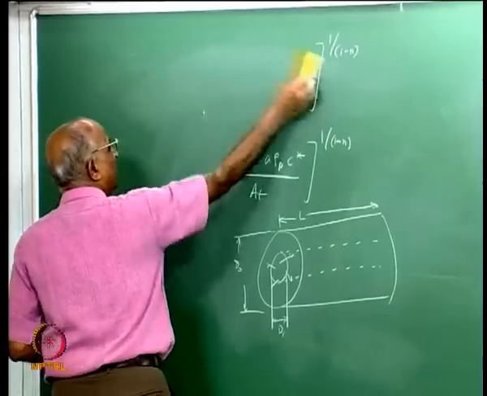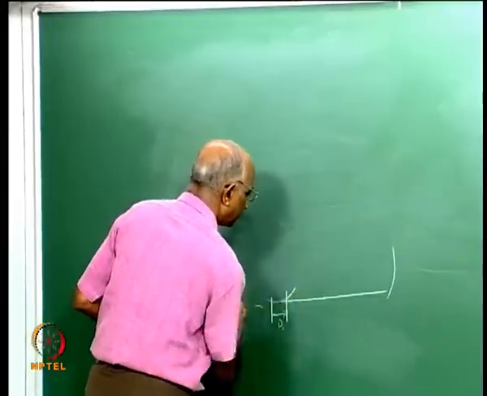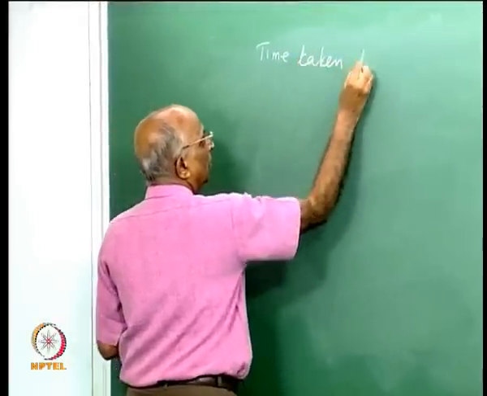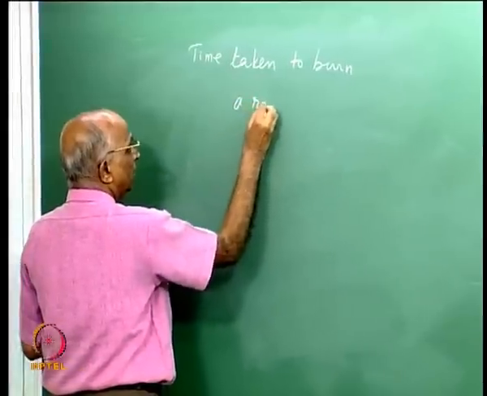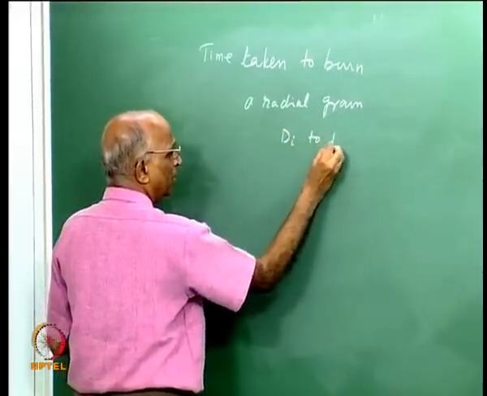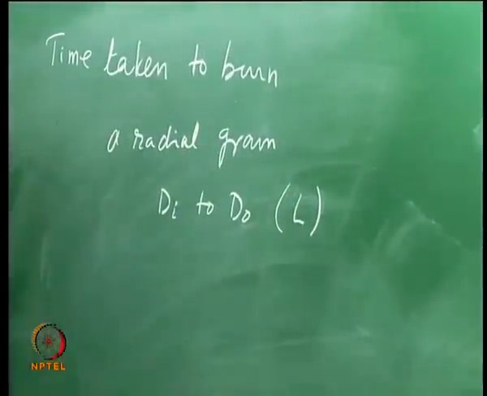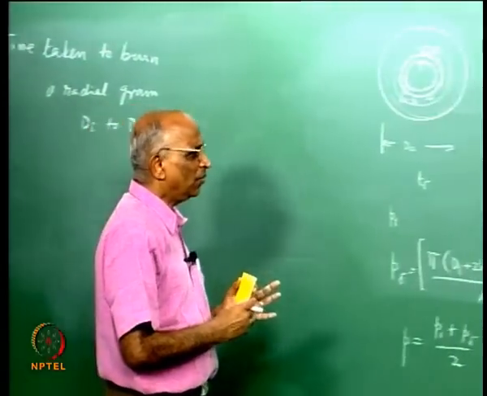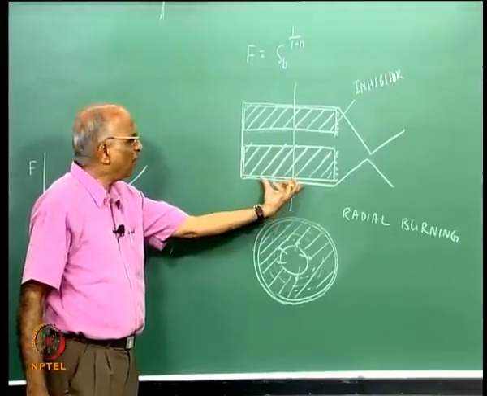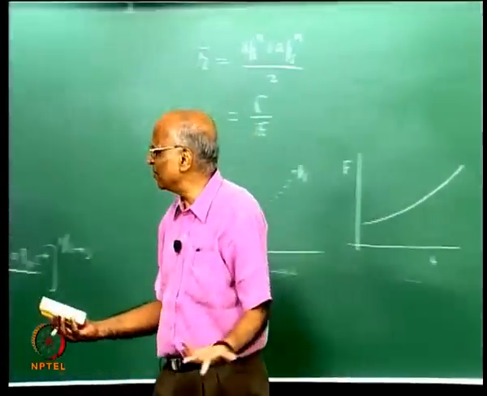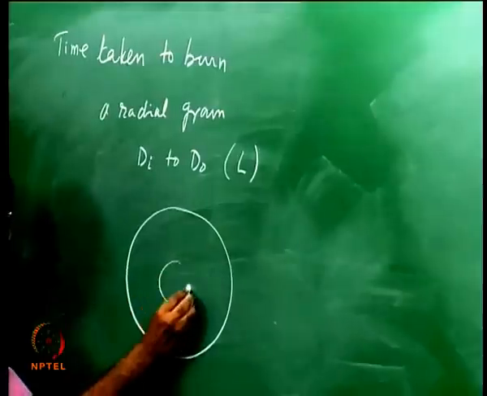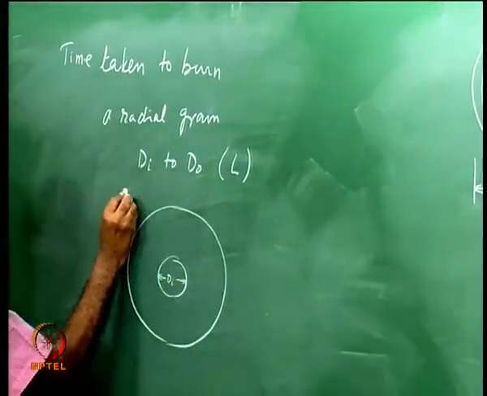Let's do one more small problem. Supposing I am asked to find out the time taken to burn a propellant, to burn a radial grain, now I am using a slightly radial grain between di and outer diameter, the length of the grain being L. The same problem, the same thing what I am considering, the initial diameter is di, the final diameter is do, the length is L of the grain, I want to find the time taken to burn this. I do exactly the same thing, there is nothing more to do, I again consider a section over here, the initial diameter is di, outer diameter is do.